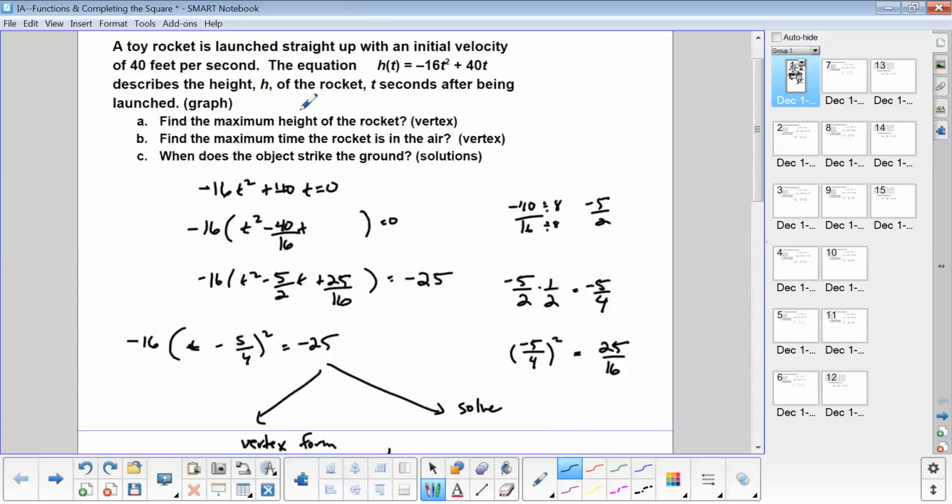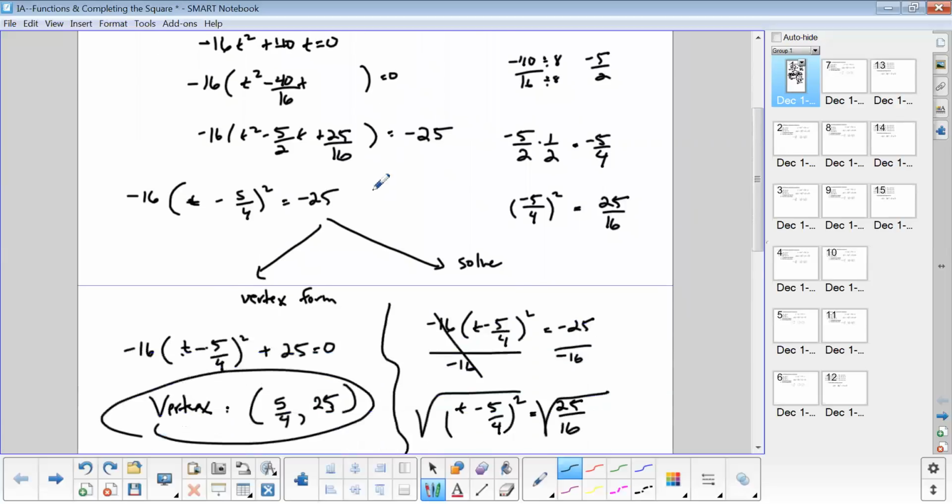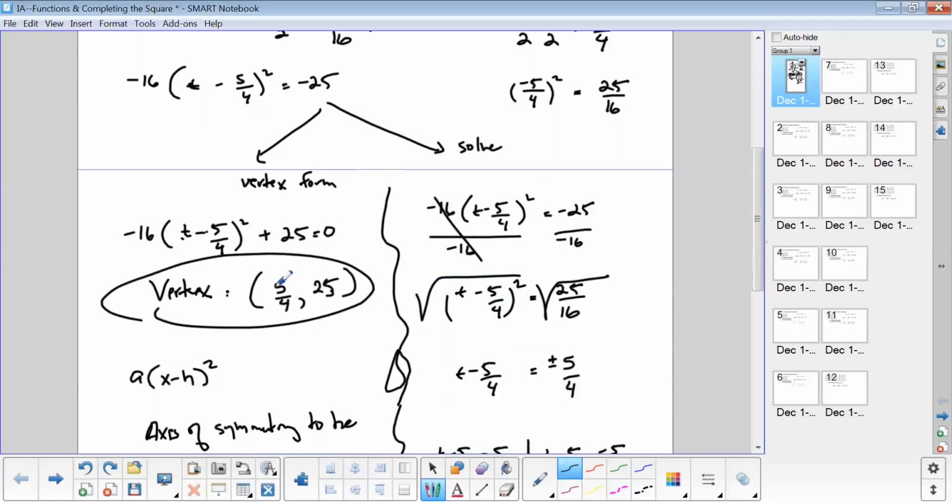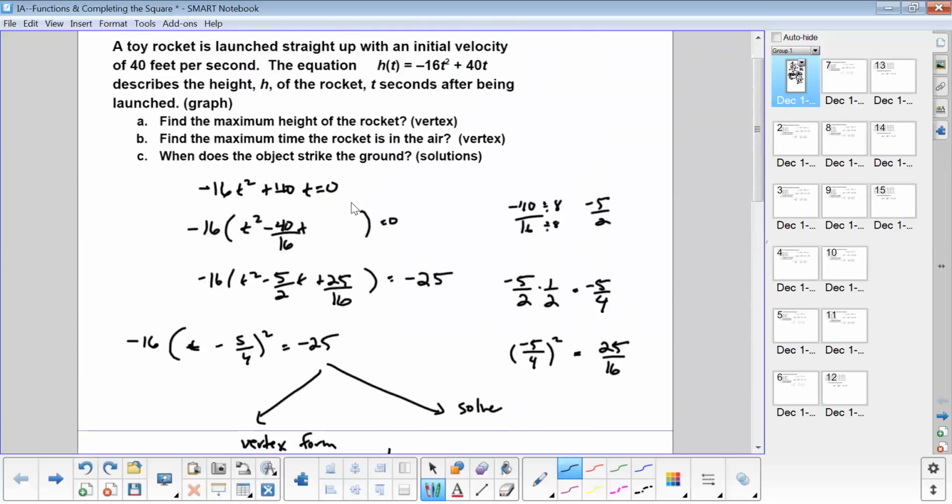So find the maximum height of the rocket. That is the vertex. So what's the maximum height of the rocket? At about 1.25 seconds, we're at 25 feet. So 25 feet.